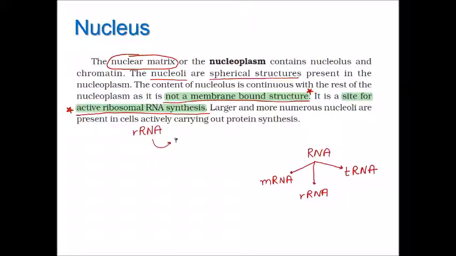So one of these, the rRNA, is required for the formation of ribosomes. When we discussed ribosomes in the last class, I told you that ribosomes are made up of RNA and proteins. So that RNA is actually rRNA. So this rRNA is required for the synthesis of ribosomes. So if nucleolus is absent, will ribosomes be produced? If a cell lacks nucleolus, what will happen to ribosome synthesis?